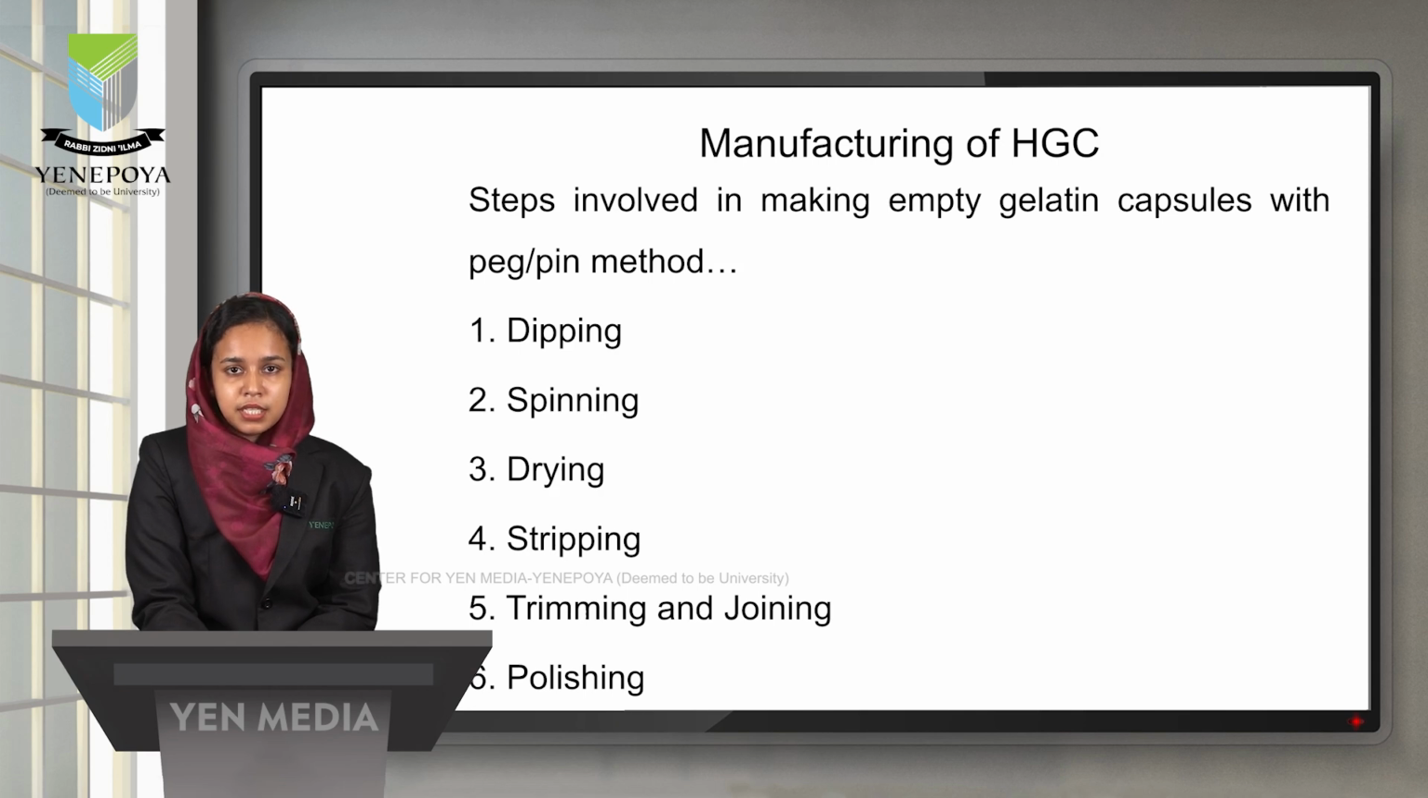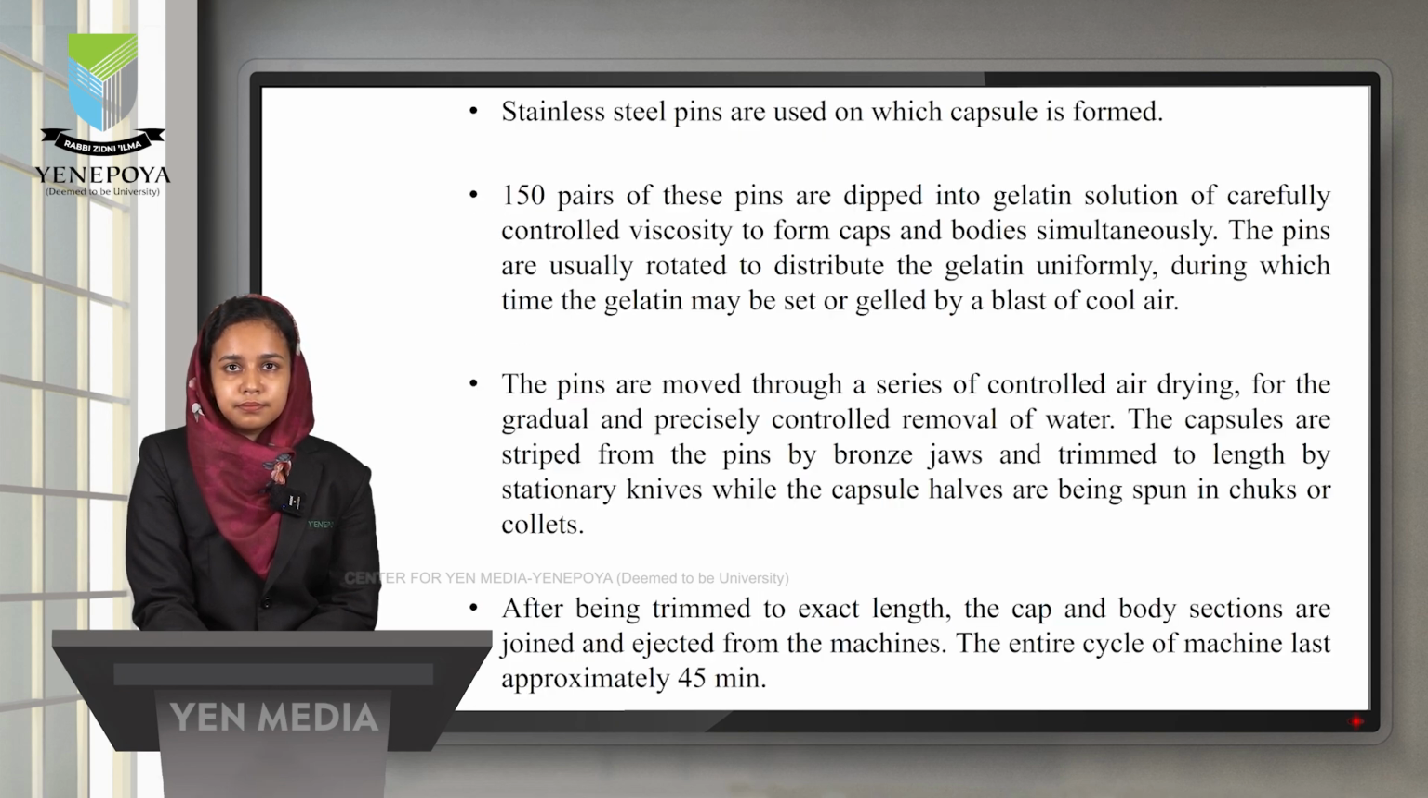The different steps involved in the manufacturing of hard gelatin capsules include dipping, spinning, drying, stripping, trimming and joining, and polishing. First, stainless steel pins are used on which the capsule is formed. 150 pairs of these pins are then dipped into the gelatin solution of carefully controlled viscosity to form the caps and bodies simultaneously. The pins are usually rotated to distribute the gelatin uniformly, during which time the gelatin may be set or gelled by a blast of cool air.